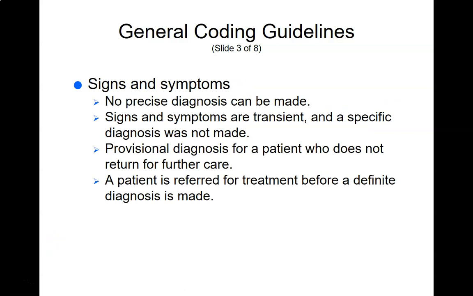You can only code the signs and symptoms if no precise diagnosis can be made, the signs and symptoms are transient and a specific diagnosis was not made, a provisional diagnosis is given for a patient who does not return for further care, or a patient is referred for treatment before a definite diagnosis is made. The guidelines for coding signs and symptoms are different in hospital health information management departments.